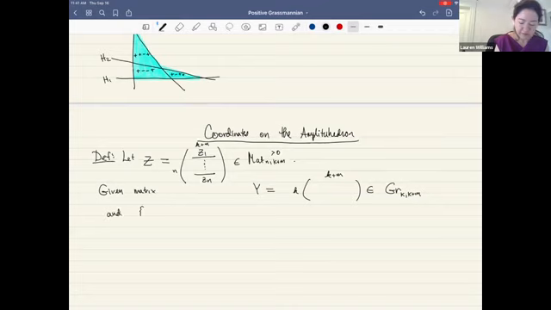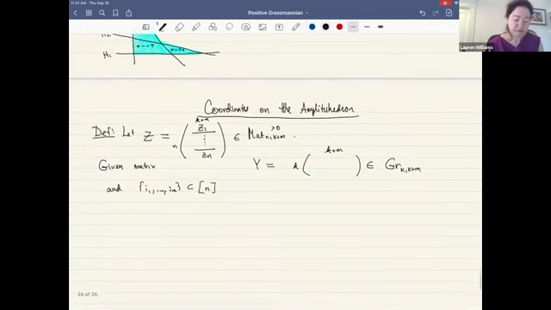And given positive numbers i_1 through i_m, which are all elements of the set {1, ..., n}.